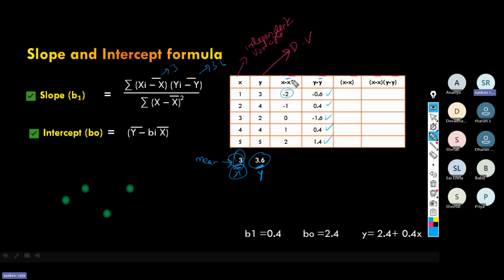Why are we doing this? Because we need to plug in these values here: x minus x bar and y minus y bar. These two we need to multiply, divided by the sum of x minus x bar whole squared. So x minus x bar, you need to square it. That is the one you need to do.